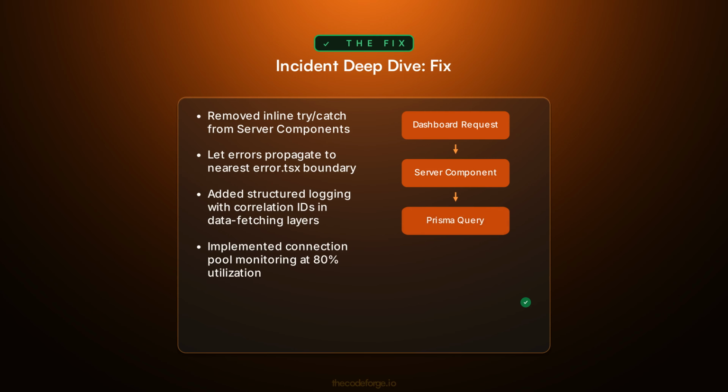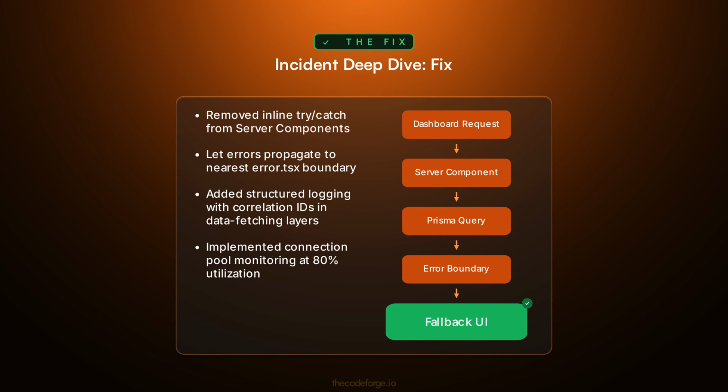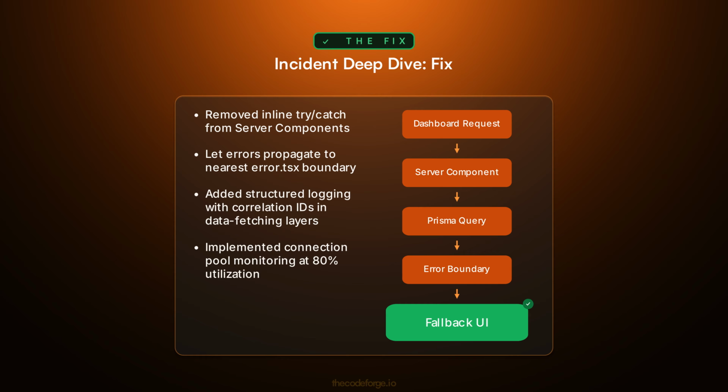The fix was to remove inline try-catch blocks from server components and let errors propagate to the nearest error.tsx boundary. We added structured logging with correlation IDs in every data fetching layer and implemented connection pool monitoring with alerting at 80% utilization. Now, when a Prisma timeout occurs, the error propagates to the error boundary, which logs it and renders a fallback UI. The key change was removing the silent catch and letting the boundary handle the error.